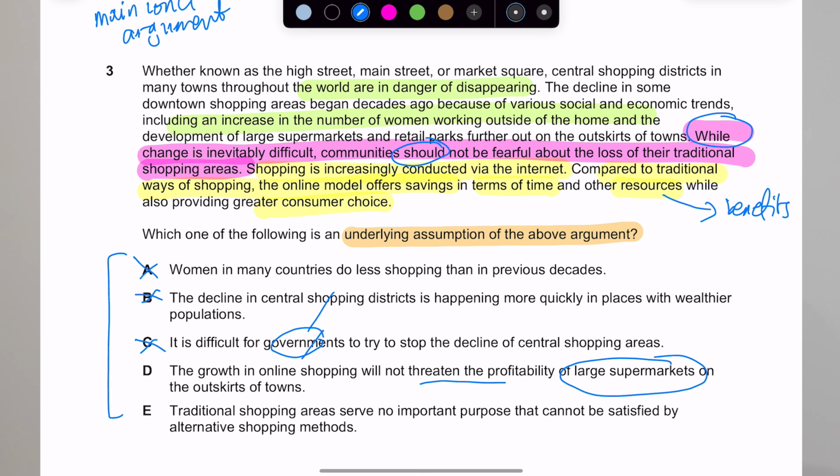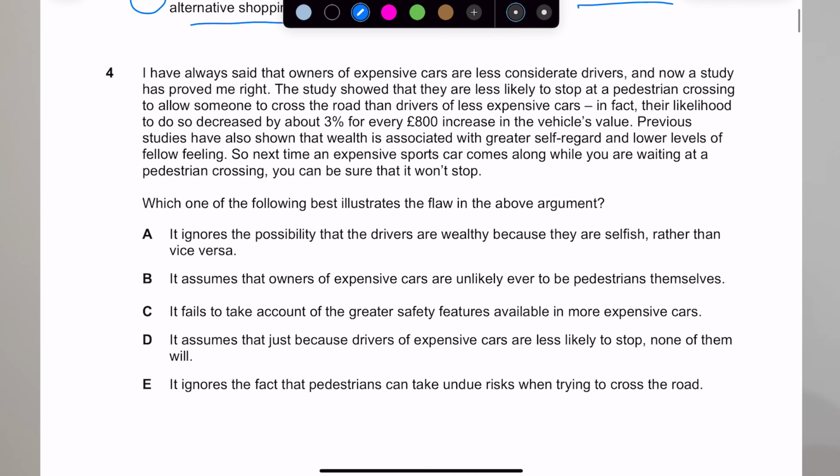The growth in online shopping will not threaten the profitability of large... As soon as you see something irrelevant, like large supermarkets, which is not mentioned, we don't care about the profits of these supermarkets. Why would that ever be an assumption, right? And then finally, traditional shopping areas serve no important purpose that cannot be satisfied by alternative shopping methods. That's perfect. That's brilliant because it's showing that our argument is correct, because we've said online shopping has all these benefits. Traditional shopping has got nothing else going for it, so why would we care?